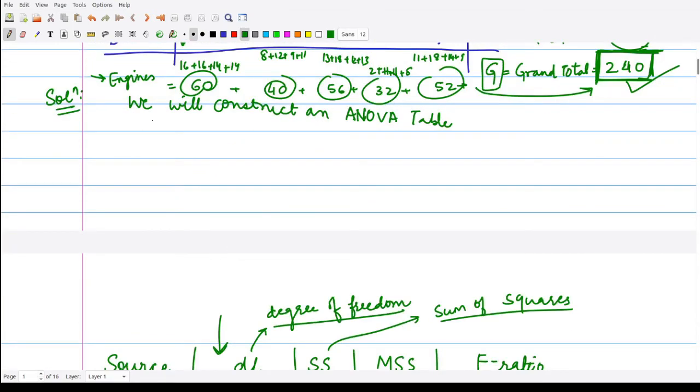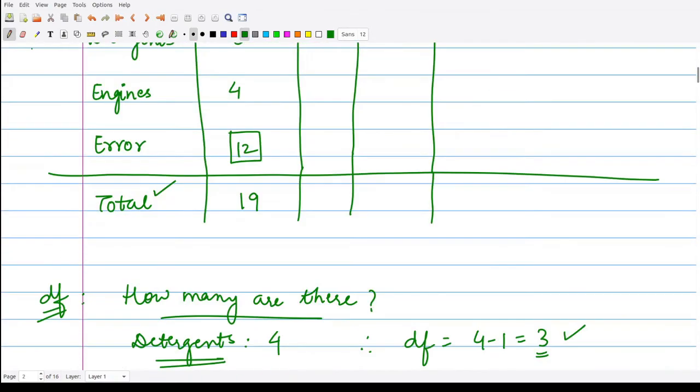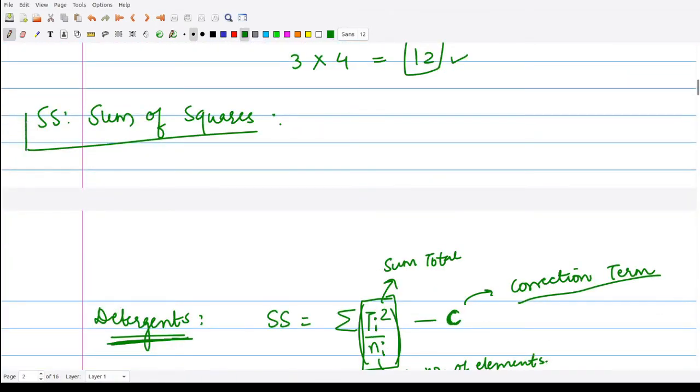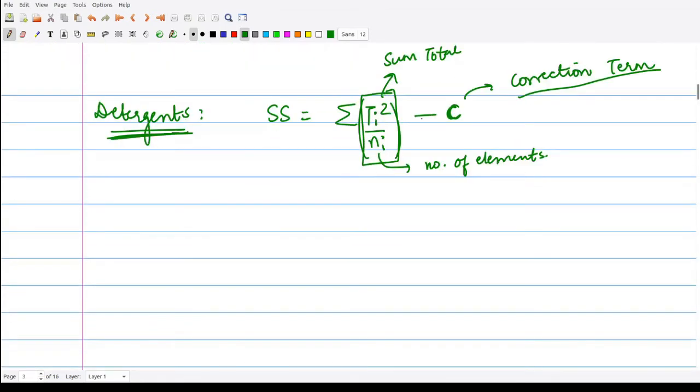So accordingly, we can now obtain our sum of squares. First of all, let us calculate this C. Does anybody remember the formula of C? G square by N. Yes, G square by N. We have calculated the value of G to be 240. So 240 square divided by capital N. Capital N is the total number of elements, that is 20 here. So we have this as 2880. So this is our C value.